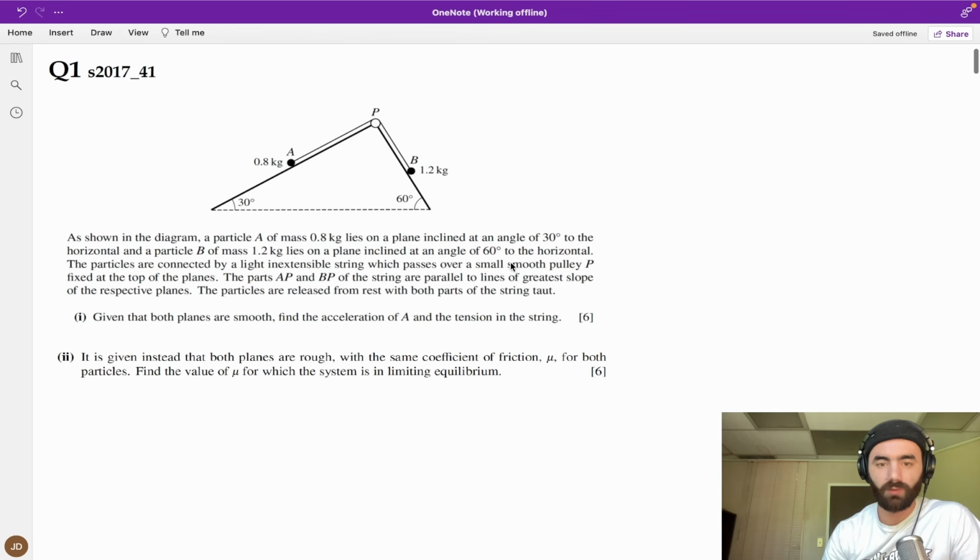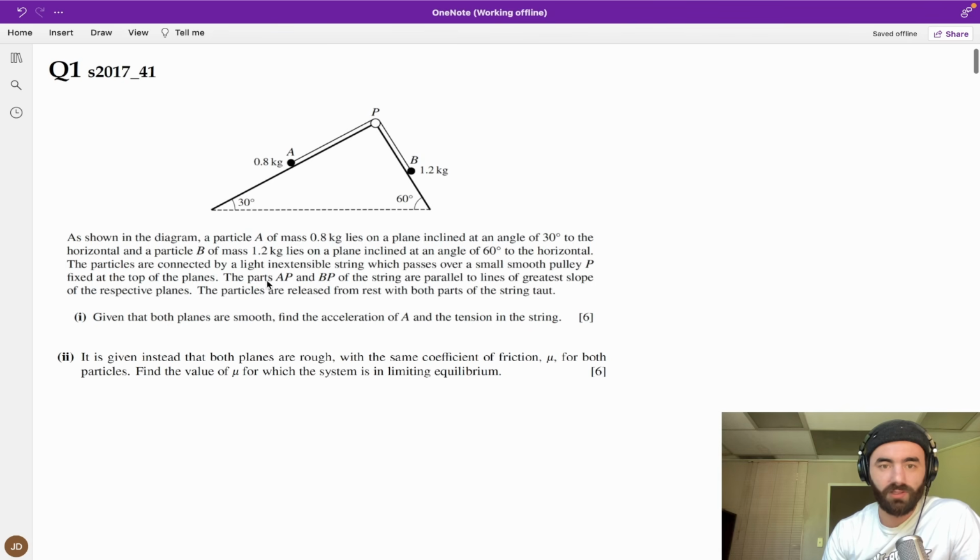Okay, so like I said, the reason I've left this to last is because it incorporates a lot of things. If it does come up, it comes up at the end of the paper and it's worth a lot of marks. As you can see here, this first one that we're about to do is worth 12 marks in total. It's a lot of marks. We'll see, it's not that difficult. It's not that scary.